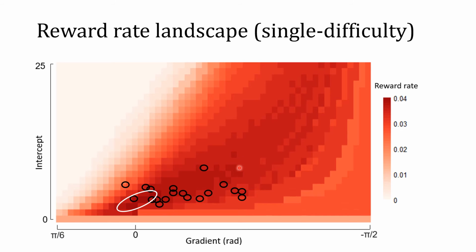And these are the participant level policies superimposed over the landscape. As you can see, only few individuals actually selected the most optimal policy. However, most participants did select a policy which yields near optimal levels of reward rate within this relatively large area here. And the idea is that the shape of this landscape itself is responsible for the participants' choice of overly collapsing boundaries.